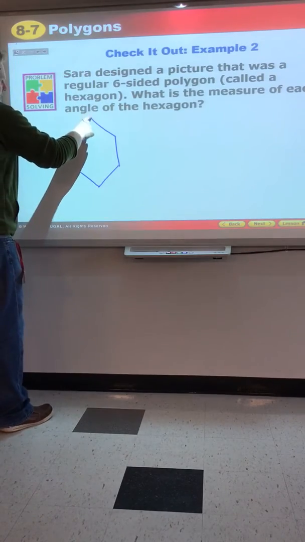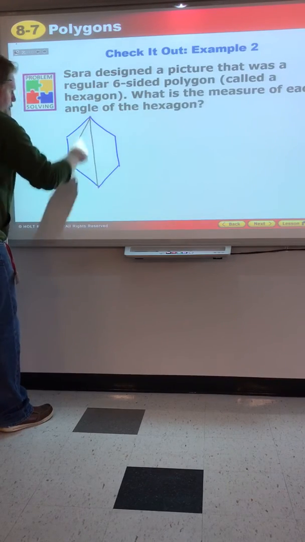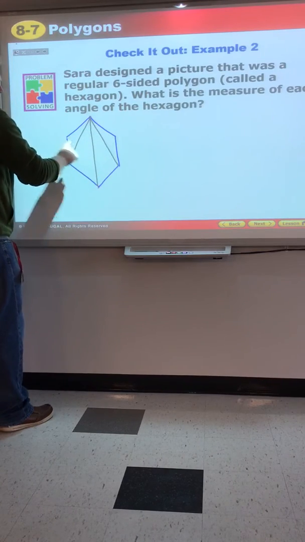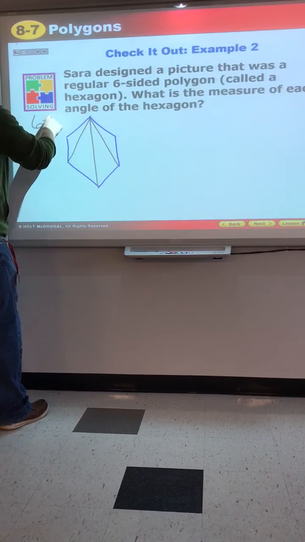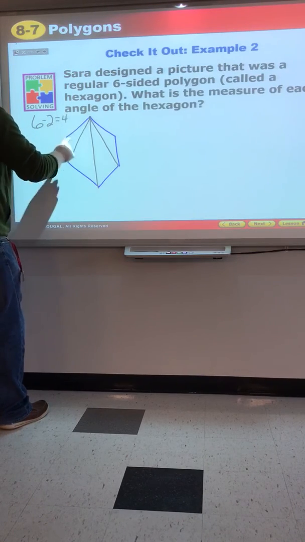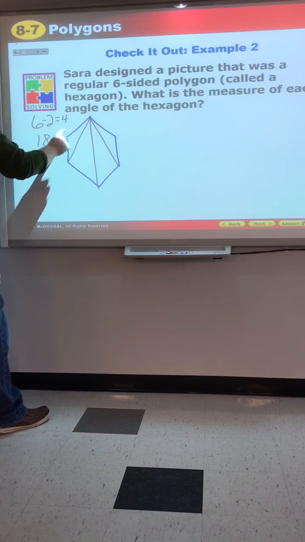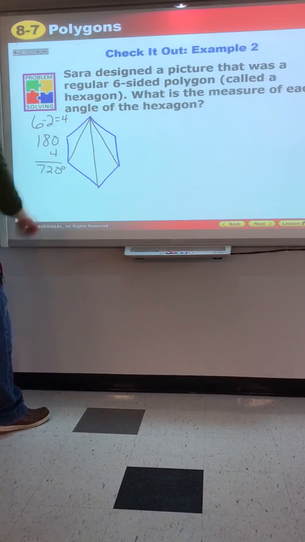Remember, start at one edge. That's one triangle. Continue at that edge. 2 triangles. 1, 2, 3, 4 triangles. That 6 sides minus the 2 equals 4 triangles. 4 times 180, because each triangle has 180 degrees. That's 720 degrees.